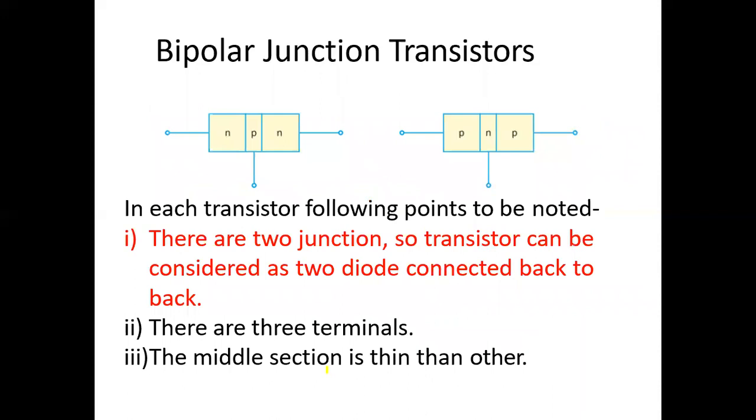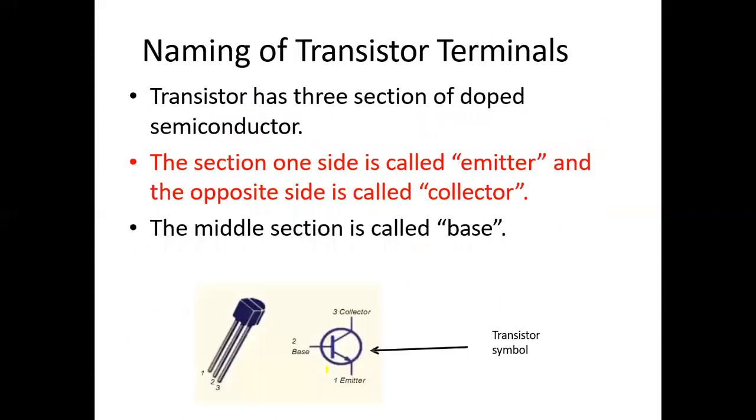This is the block diagram for PNP and NPN transistors, and they have three terminals known as emitter, base, and collector. There are two junctions, so a transistor can be considered as two diodes connected back to back. Now, the naming of transistor terminals: there are three sections of doped semiconductor.